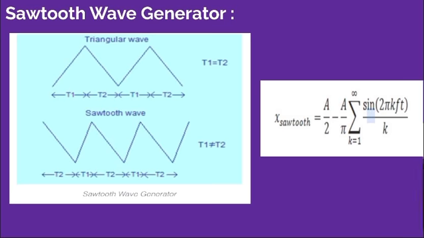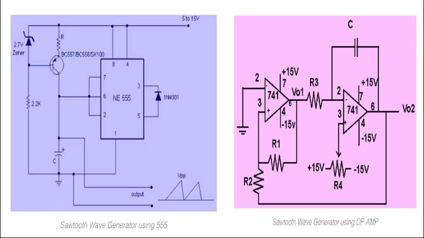Coming to the sawtooth waveform generator, we use a 555 timer as well as an operational amplifier. Let us discuss the working principle of a sawtooth wave generator using a 555 timer.